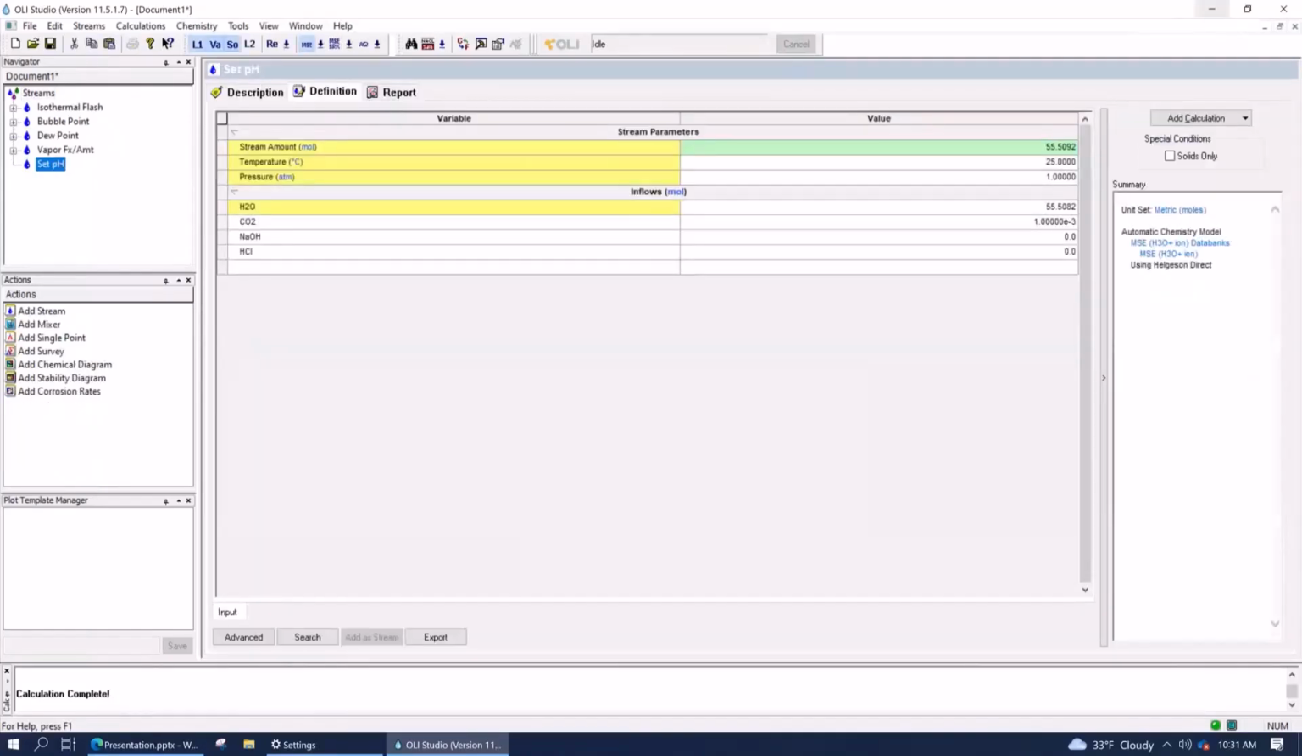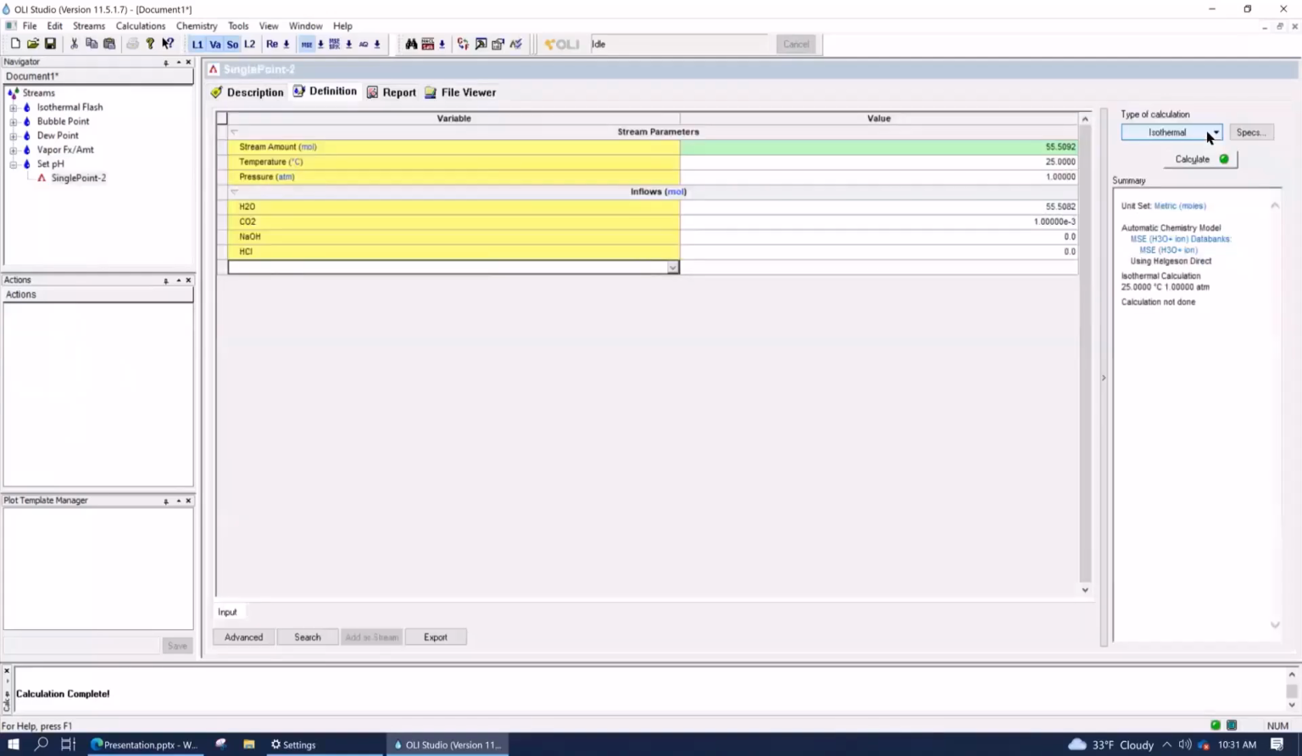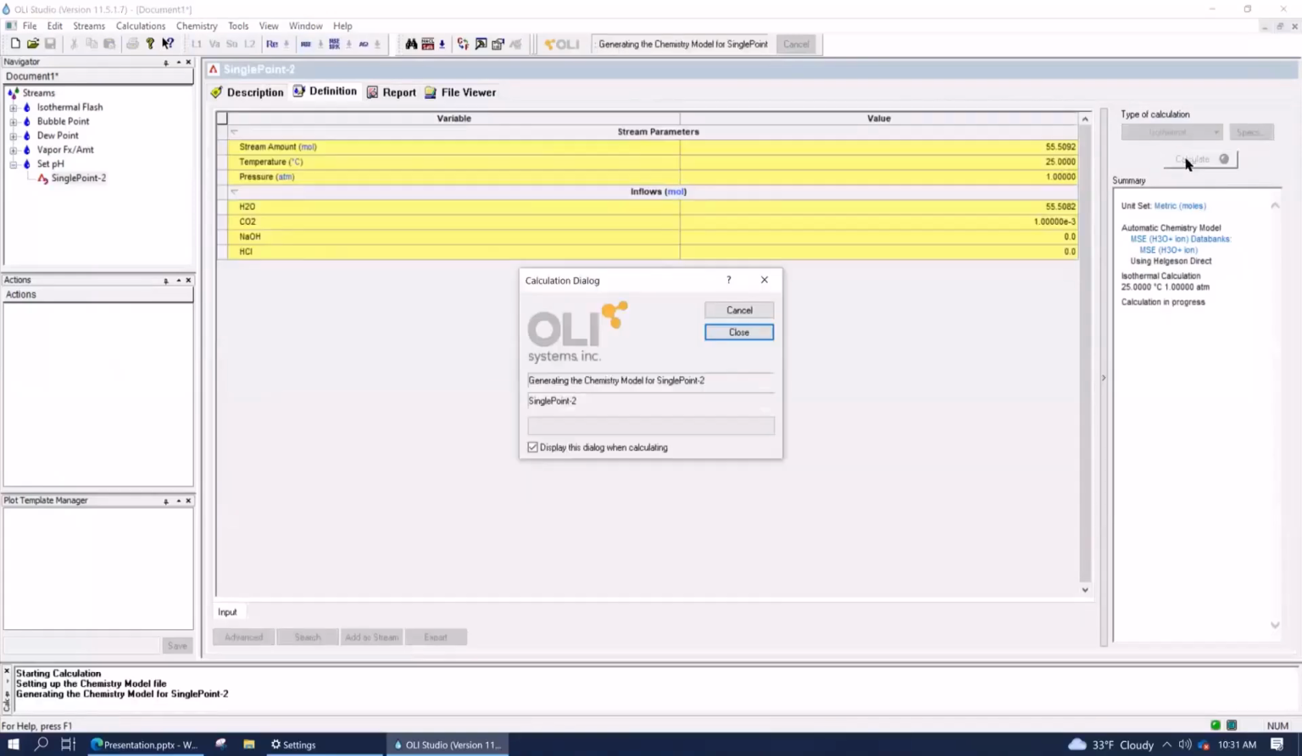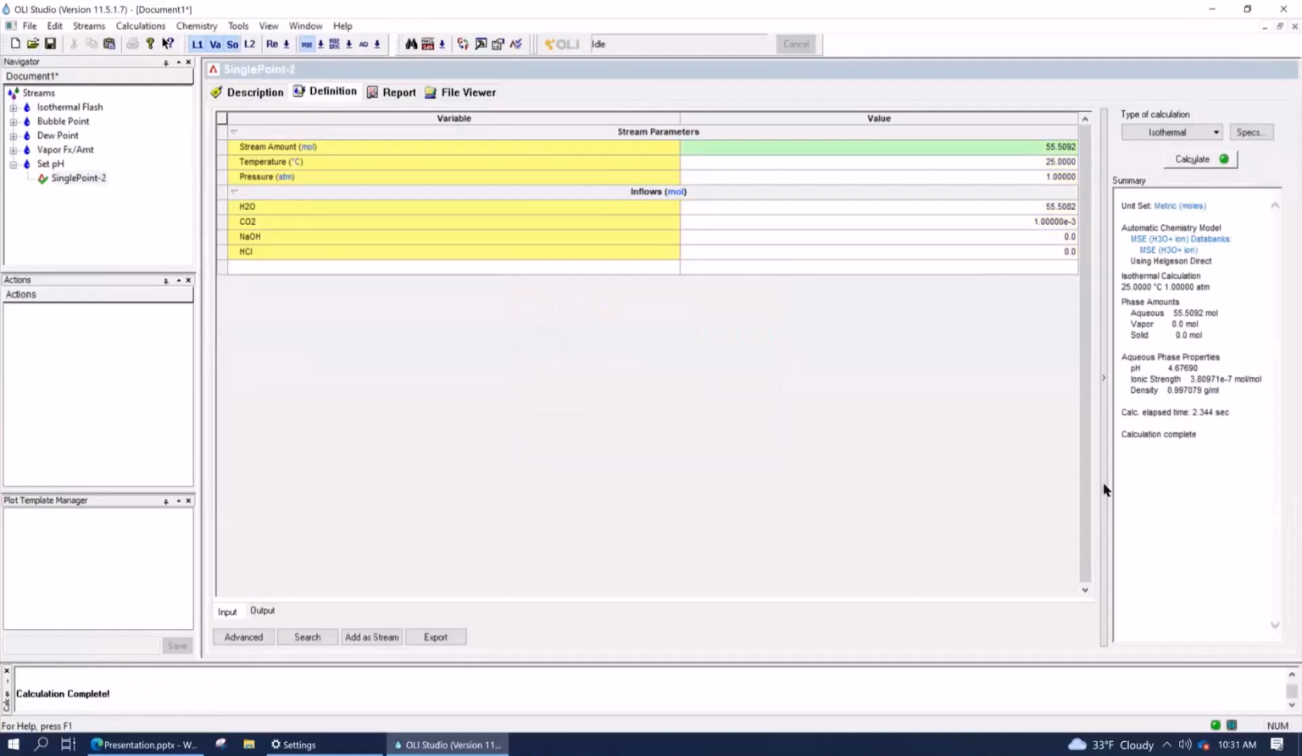From now on, for the rest of the day, we're just going to keep on clicking on add calculation, single point. Right, cool. So we're going to add a calculation, single point. Once again, I'm looking up here. What have we got set up? Right now it's isothermal. I do want to change this to set pH, but not yet. Let's start by just pressing the calculate button. I want to see what the natural pH of this water is. So essentially I've got 44 milligrams per liter of CO2 in water.